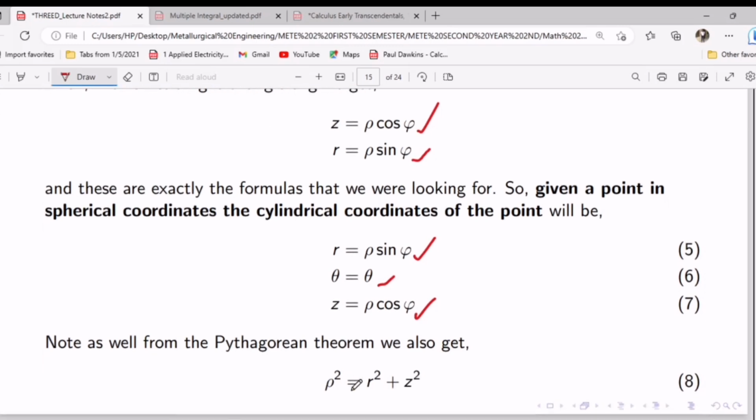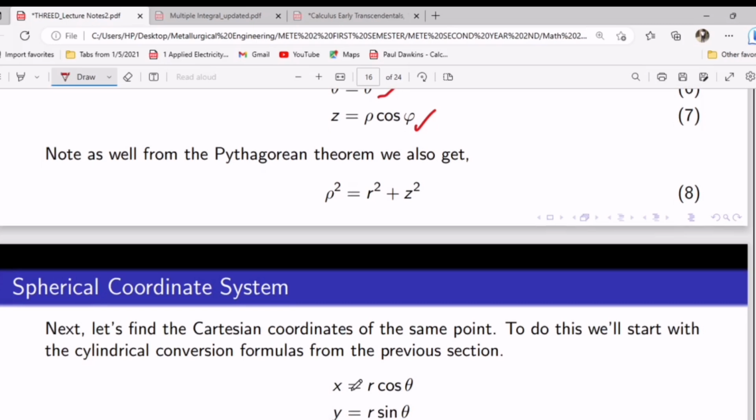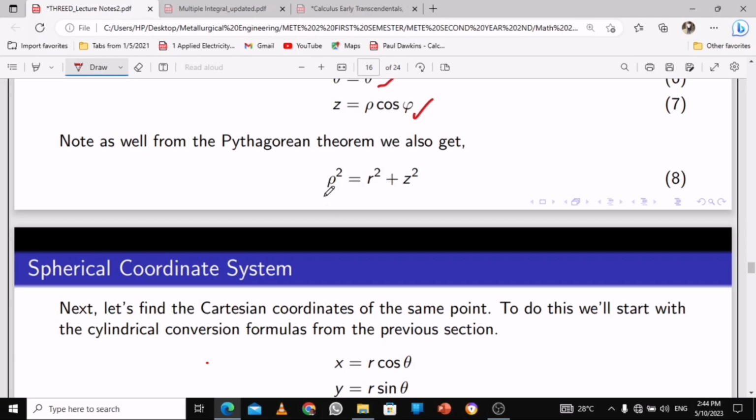From the Pythagorean theorem, we know that rho squared is equal to r squared plus z squared, whereby r squared represents x squared plus y squared. So when you substitute all together, you get that rho squared is equal to x squared plus y squared plus z squared.